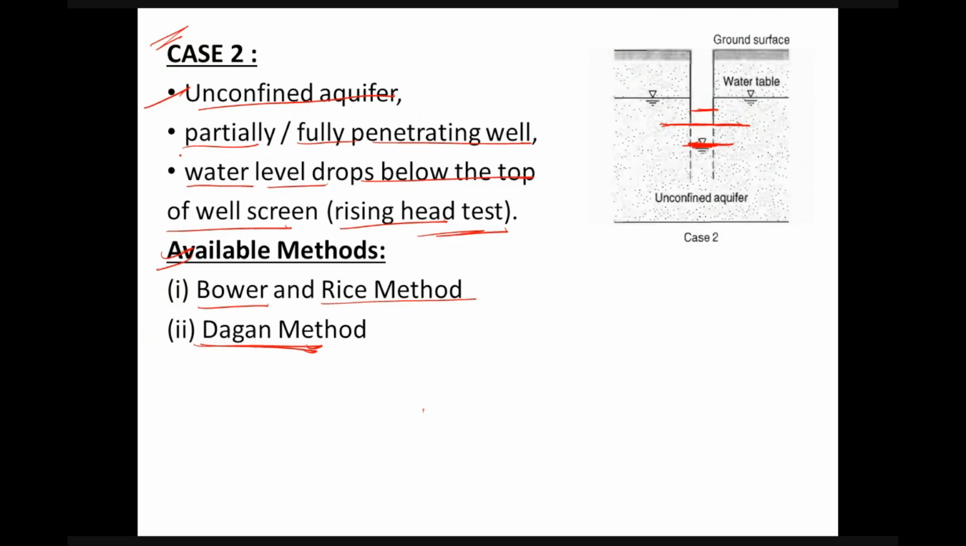Now coming to this case 2, this is also a case of the unconfined aquifer. The well could be partially or fully penetrating. Now the water level drops below the top of the well screen. Okay, so in this case, before, the water level was above the well screen, but here the static water level is above the well screen, but the water level has dropped below the top of the well screen. So in this case, to maintain this equilibrium condition and to reach the static water level, the water level needs to rise. So we have to perform this rising head test over here. Now what are the methods that we can use in this case? We can use Bower and Rice method, and we can use Dagan method.